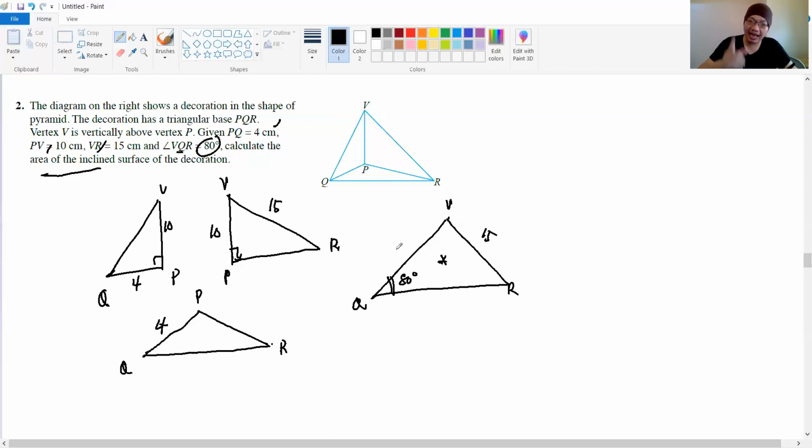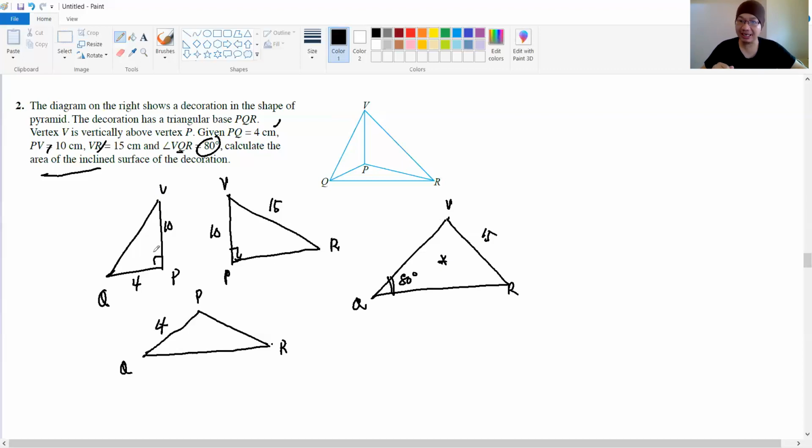Okay, guys. The area that we want to identify is the star triangle here. To find this area, we must have at least two lengths side by side and the angle in between them. But we actually lack that information. We only got 80 degrees and the opposite length of 80 degrees, which is 15. So guys, we need to find VQ and QR here.